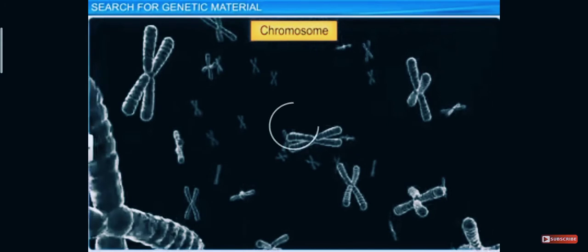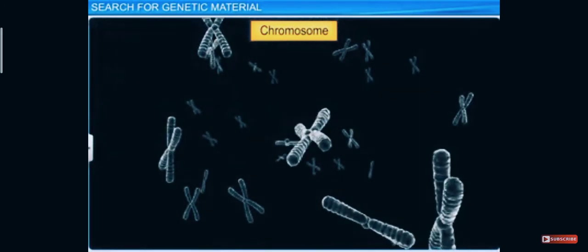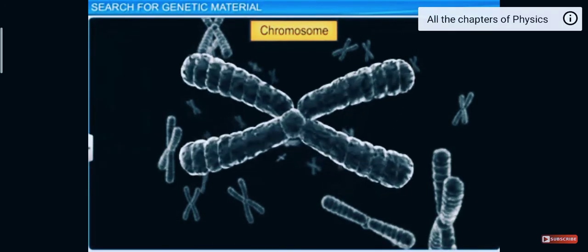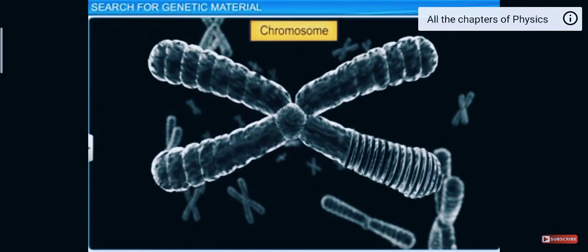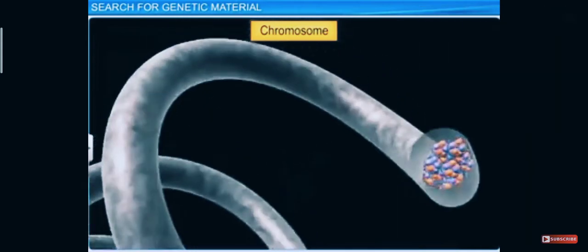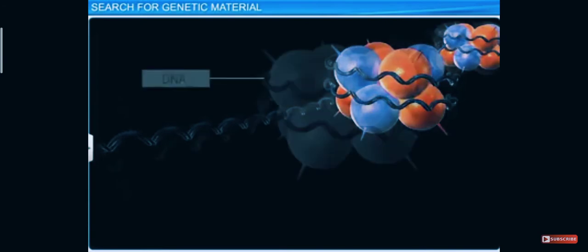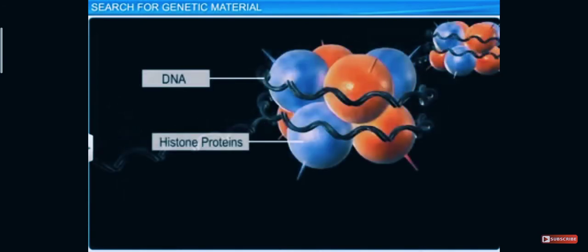However, as chromosomes of eukaryotes contain several proteins along with DNA or deoxyribonucleic acid, scientists couldn't exactly confirm whether the genetic material was DNA or proteins or both.